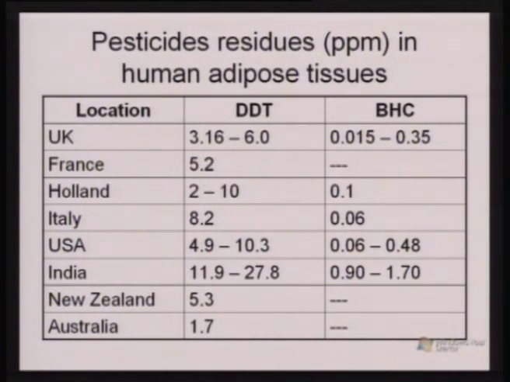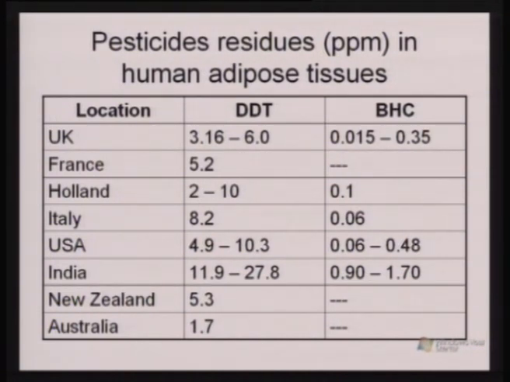Pesticide residues, in ppm, meaning milligram per kg, in human adipose tissue. I have taken some examples of pesticide residues found in human adipose tissue from some parts of the world. I have taken the examples of two pesticides only, DDT and BHC, because the database is available for these two pesticides as good as for any other. This DDT means all 6 isomers of DDT and all 4 isomers of BHC.